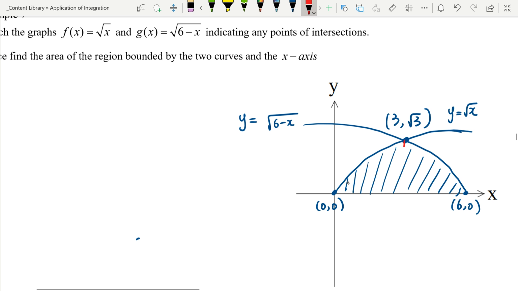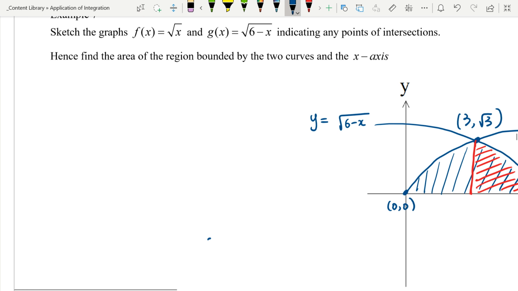And if I cut this in the middle and shade this half in red, can you see the left half and the right half are exactly the same? They have the same rate of change, root x and root minus x. They have the same gradient, so it's a symmetrical graph. If you can realize it, I can go 2 times the integral of 0 to 3 of root x dx.